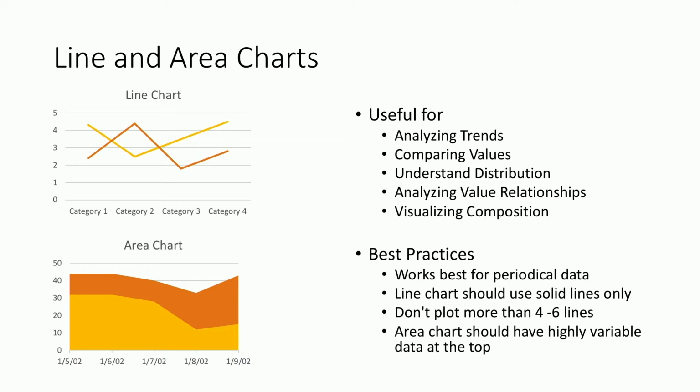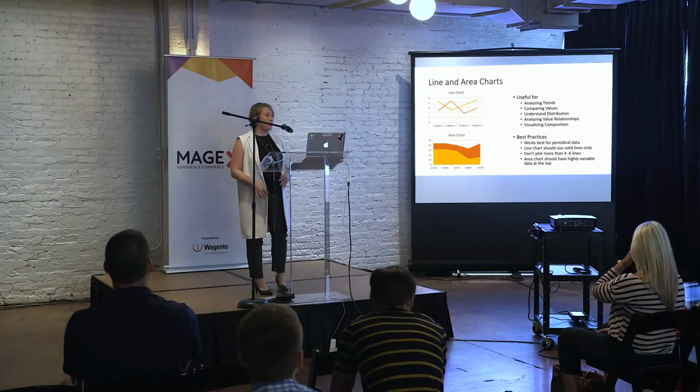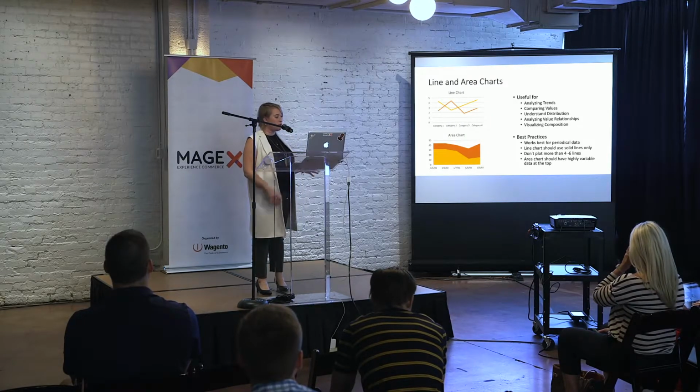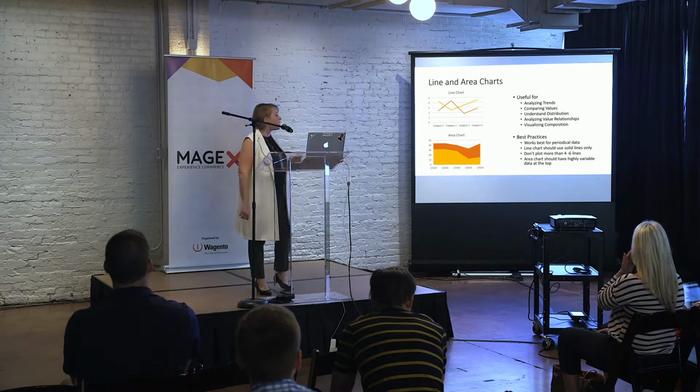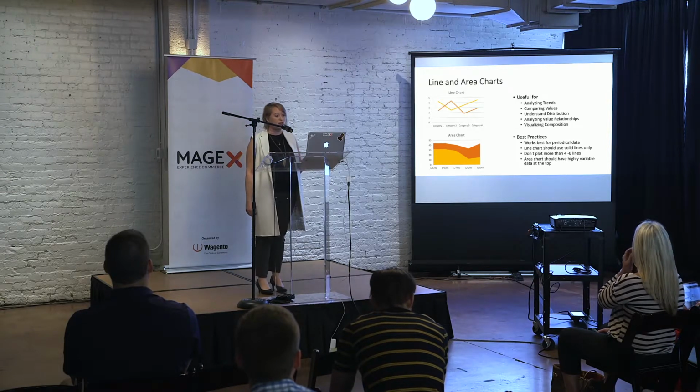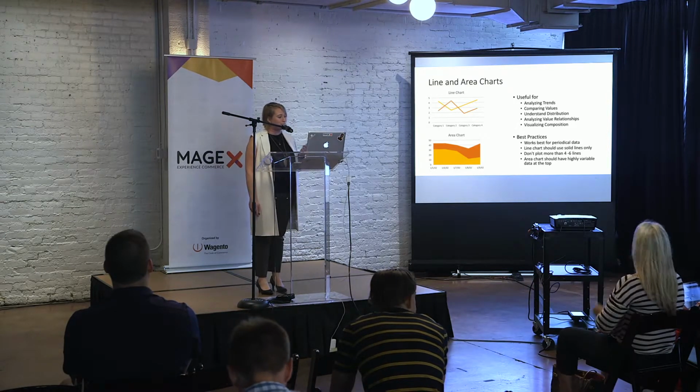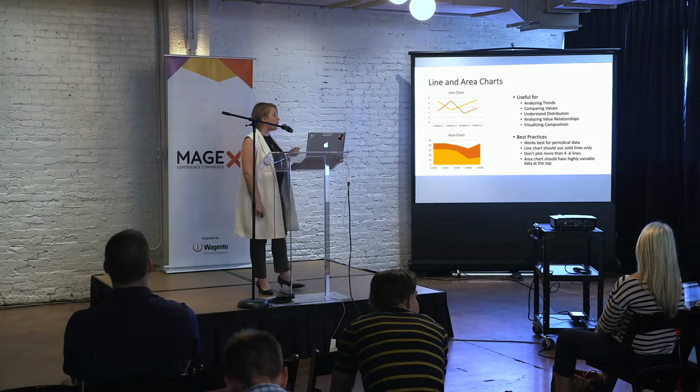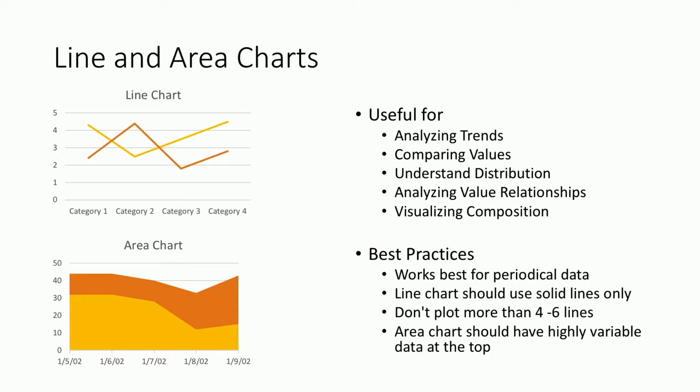You want to be careful about the number of lines you plot here. So this is the thing with overloading data. You want to stay about 4 to 6 things here before it loses its impact and you can't really tell what's going on. And then with an area chart, you always want to have the most highly variable data at the very top so that it's most obvious how it's impacting things.